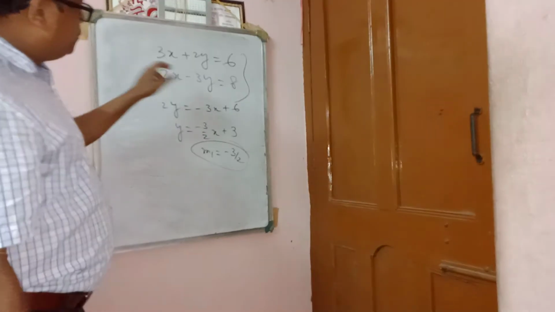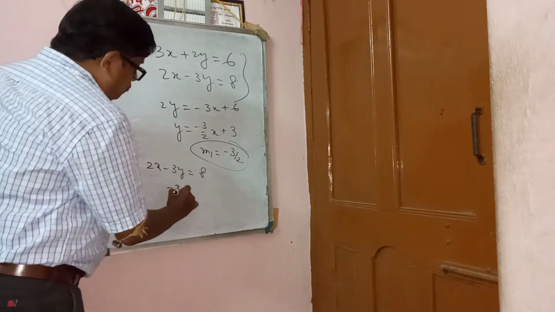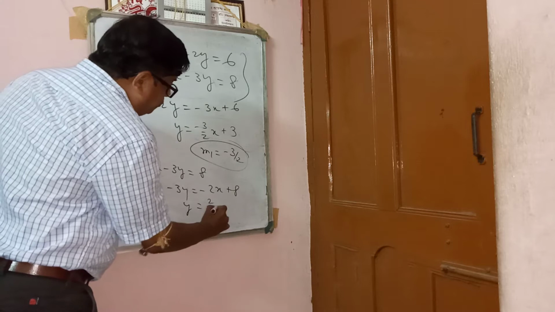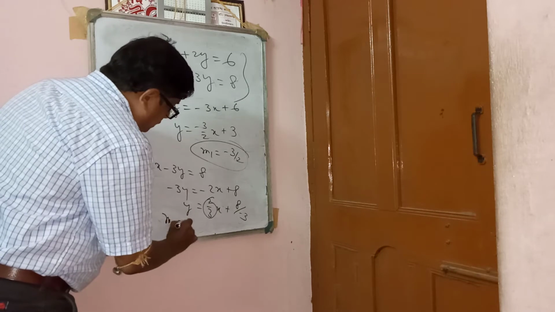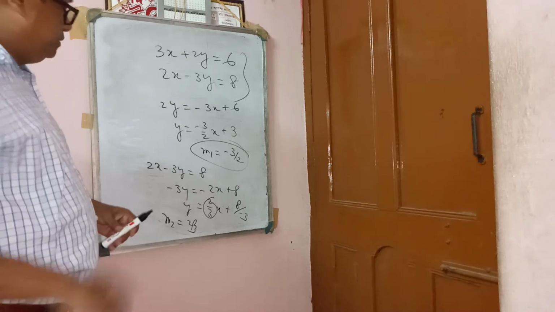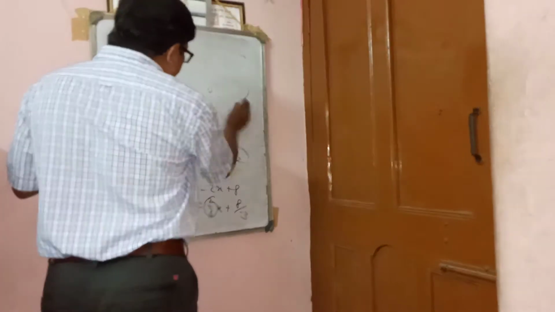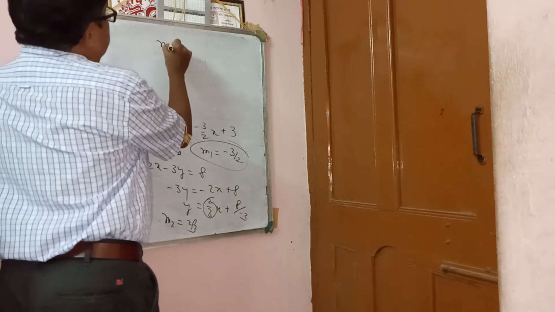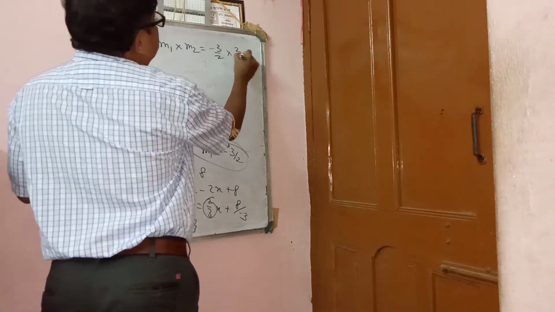And from the second equation, 2x minus 3y equal to 8, so minus 3y equal to minus 2x plus 8. That is y equal to 2 by 3 of x plus 8 by minus 3. So here m2 equal to 2 by 3. Now m1 and m2 multiplied: m1 into m2 equal to minus 3 by 2 into 2 by 3.